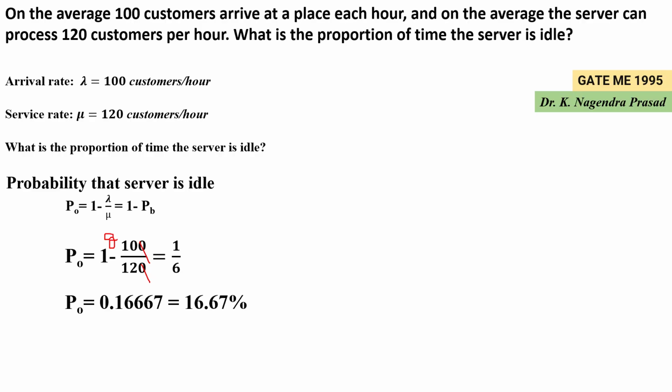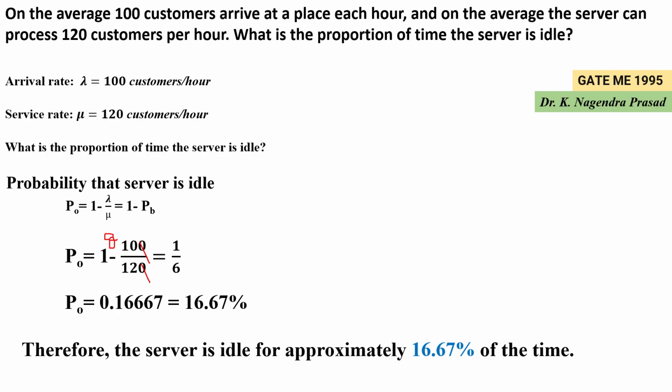So P naught, the probability that the server is idle, is equal to 1 by 6, 0.16667, which is equal to 16.67 percent. So therefore the server is idle approximately 16.67 percent of the time. So this is the solution, and thank you.